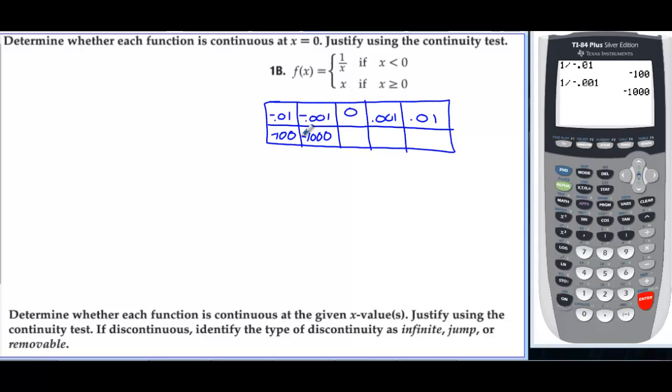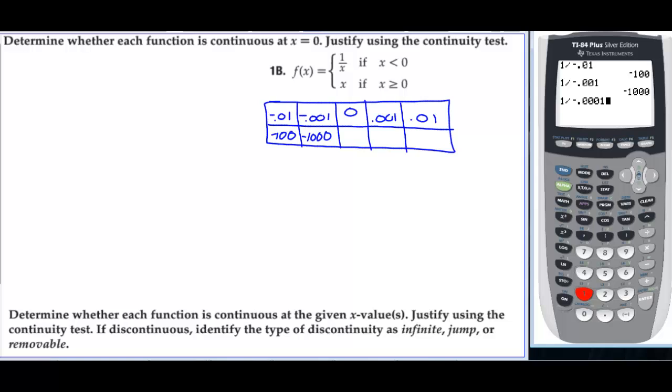What's going on here? Any ideas? What if I plugged in 1 divided by negative 0.0001? Whoops, I missed a 0. There we go. What do you think that's going to say? Negative 10,000. What if I add another 0? It's going to be negative 100,000. It's going down to negative infinity.